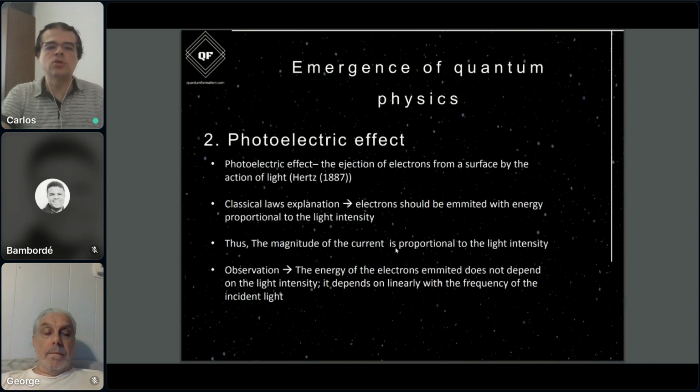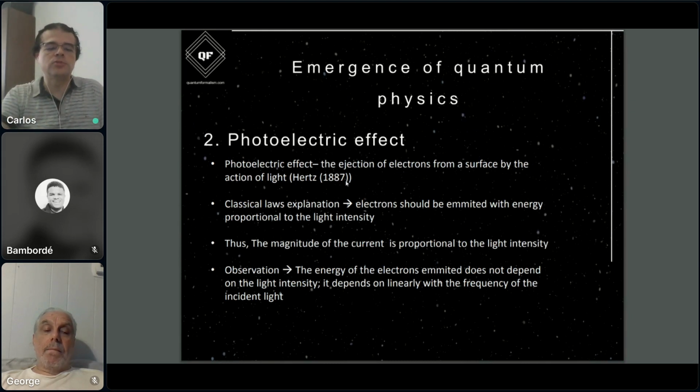Thus, the magnitude of the current would be proportional to the light intensity, right? The number of electrons would be proportional. But what was observed is that the energy of the electrons emitted should not depend on light intensity. This is the observation.